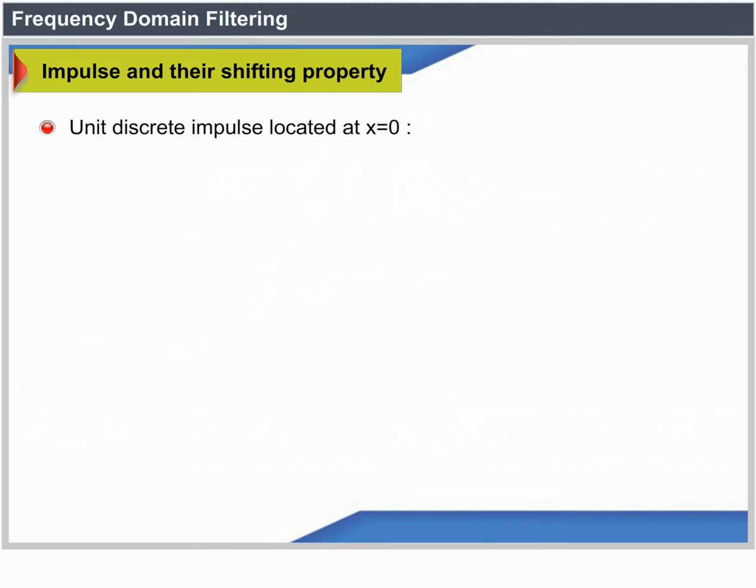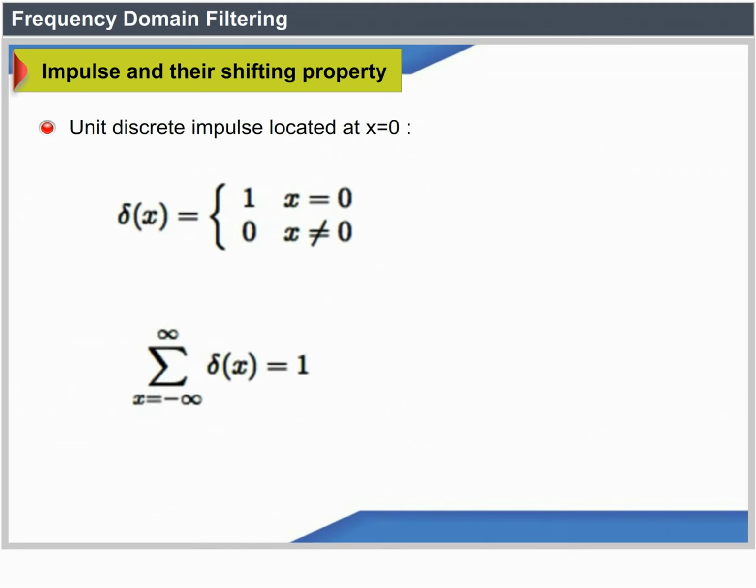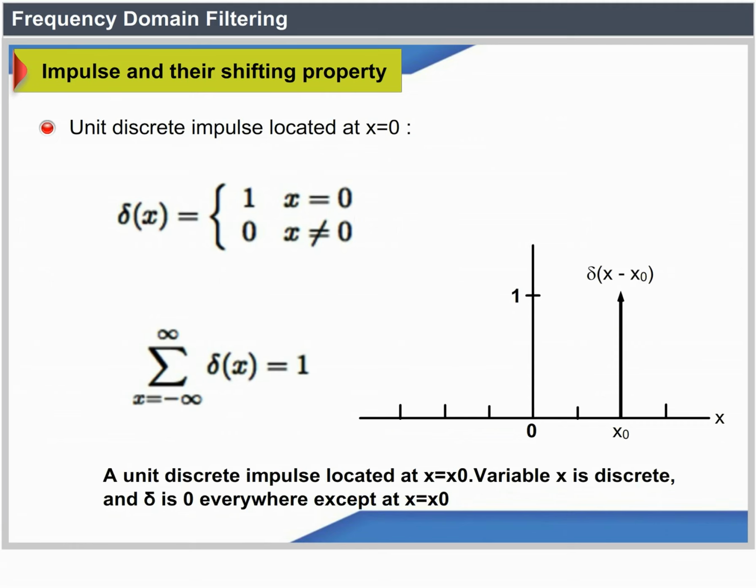Impulse train. Sum of infinitely many periodic impulses delta t units apart. The representation will be as shown on the screen.